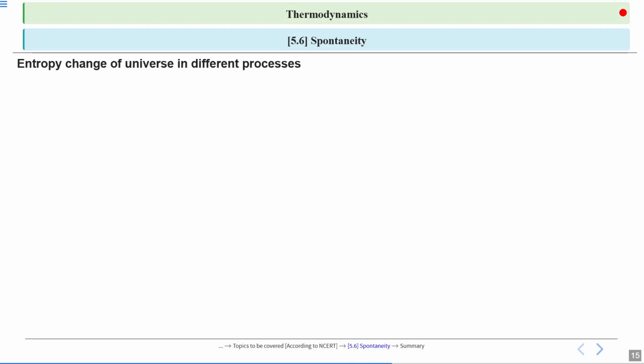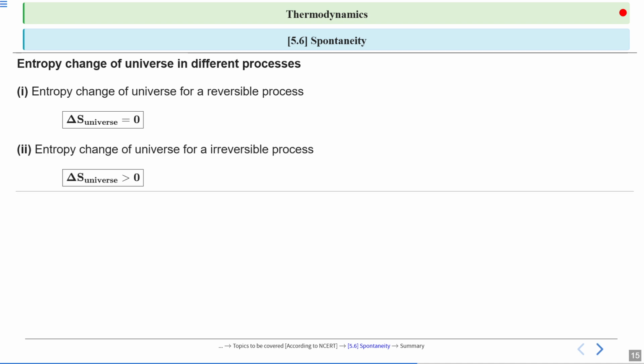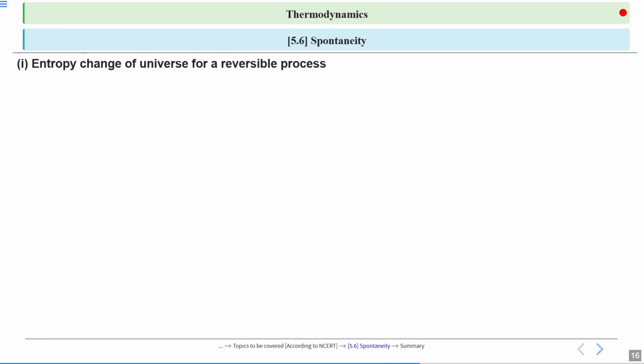Now moving on further, let us try to define it for the universe. So we have seen that we have a 0 case and we have a greater than 0 case, right? Now this 0 case that we are seeing is applied to a certain process. You know that if a system is in equilibrium, it means the system can proceed in both the directions, or it is a reversible one.